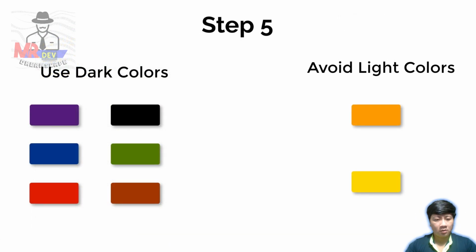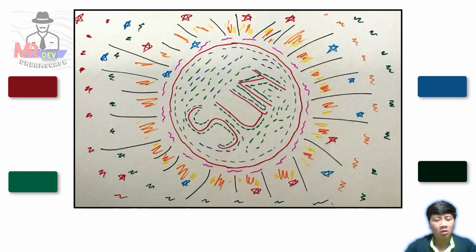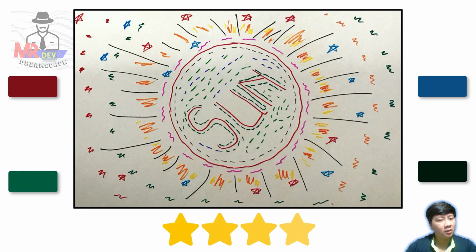Now, while sketching, use darker or medium shade colors, because as per my observation, Vuforia's algorithm does not recognize lighter colors like yellow or orange that well. This sun image target, for instance, is made up of red, green, blue, and black as its primary colors, instead of yellow or orange. And that's why this image target has received a 4 augmentation star rating.